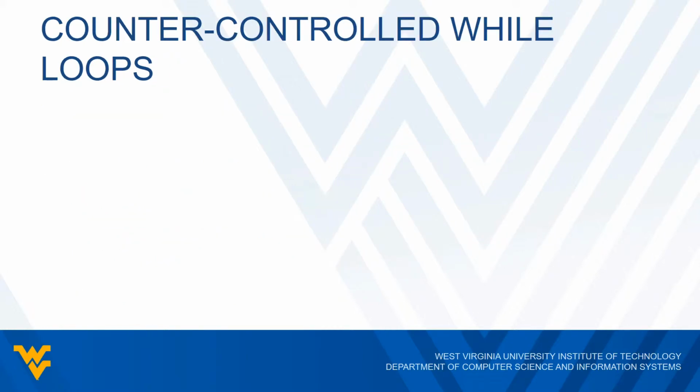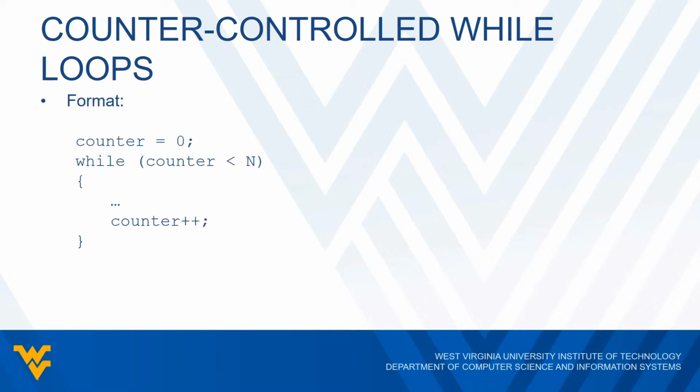Let's take a look at the format of a counter-controlled while loop. It looks something pretty much like this. So we have our counter, which is initialized to 0 outside of our while loop. In our condition, we'll check to see if counter is less than n. We do something inside our while loop, and then finally we increment the value of counter by 1. And we just keep repeating this until eventually counter is no longer less than n.